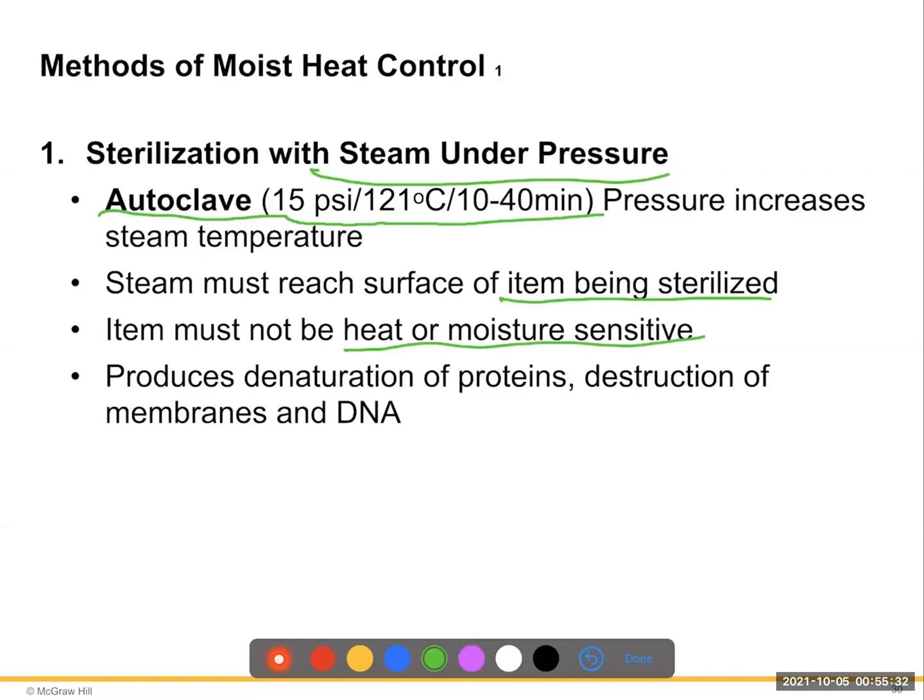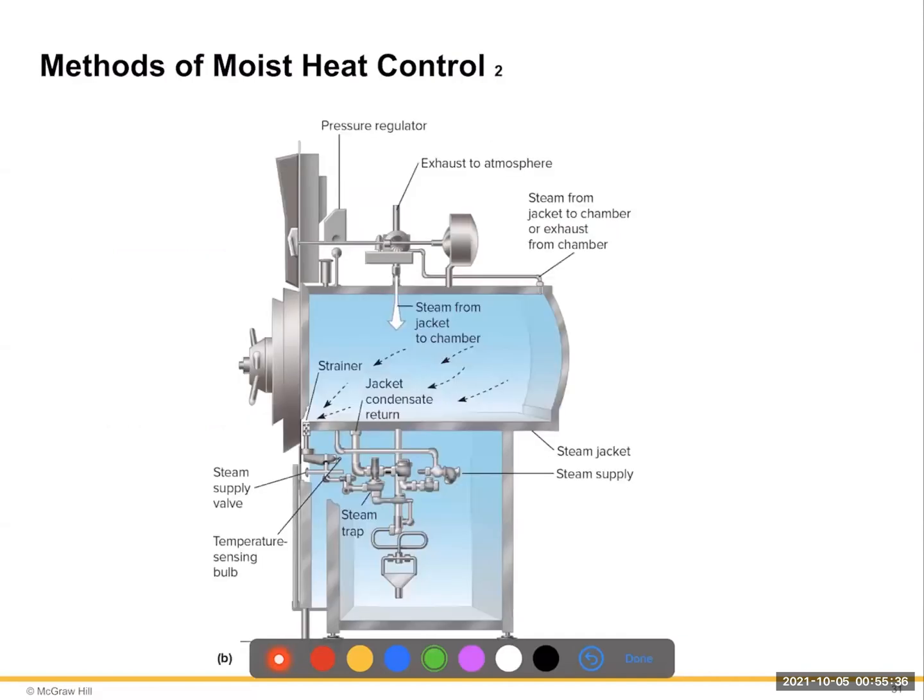It denatures the proteins, destroys the membranes, and it destroys the DNA. This is an autoclave. How it works: it heats it up, puts it under tremendous pressure. You put in moisture and heat, increase the pressure, which increases the heat, and let it run.